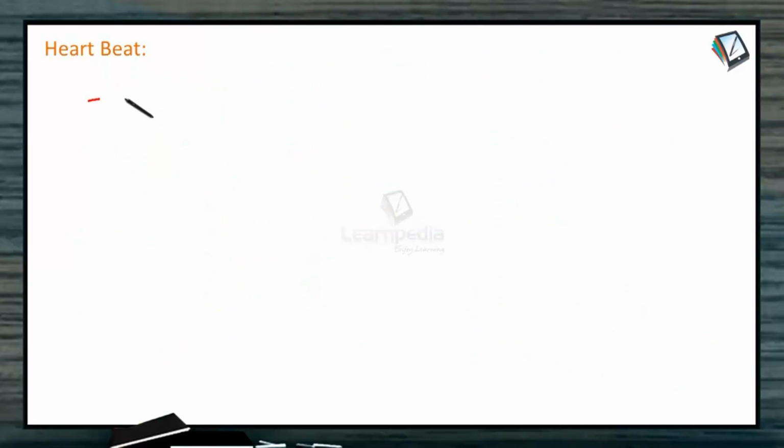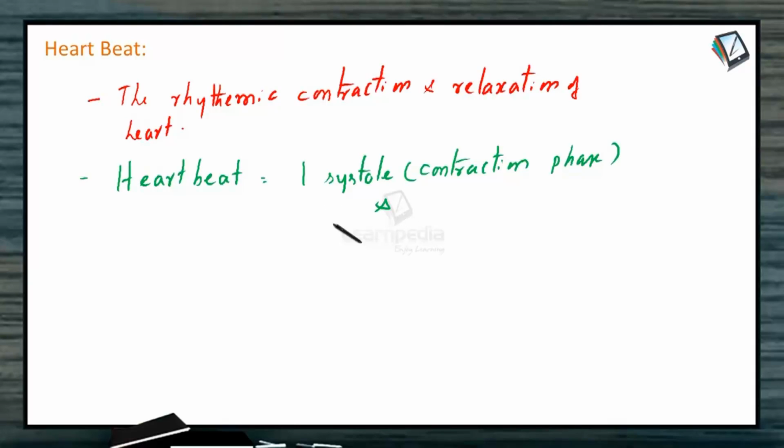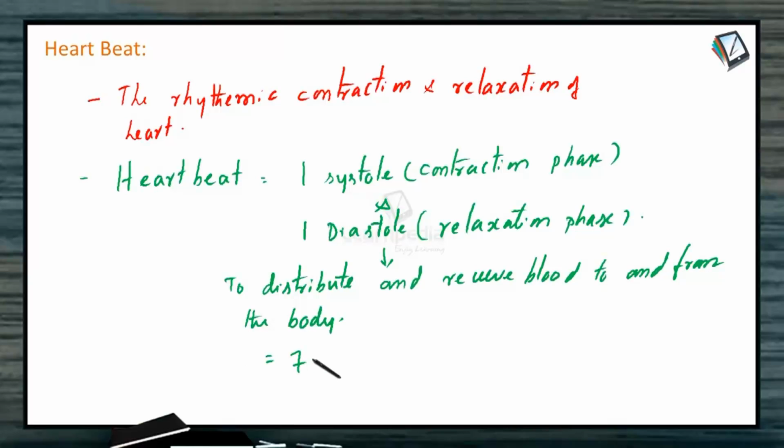Then heartbeat. It is the rhythmic contraction and relaxation of the heart. Each heartbeat includes one systole, that is the contraction phase, and one diastole, that is the relaxation phase, and it helps the heart to distribute and receive blood to and from the body. In a healthy person, the heart beats 70 to 75 times per minute. So on an average, it goes to 72 times.